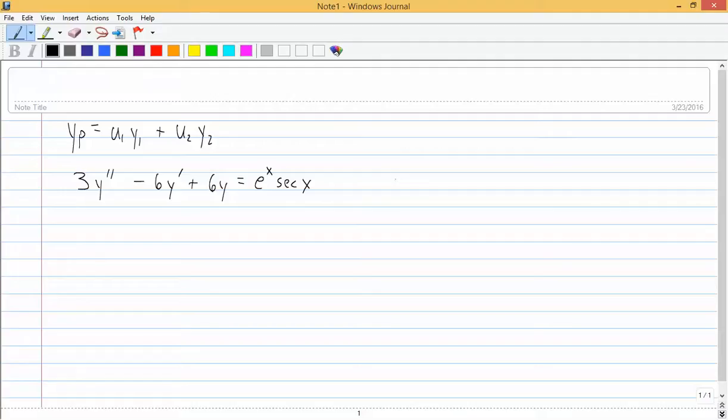Alright, so to solve this, we need to figure out first our y sub c. So our auxiliary equation is 3m squared minus 6m plus 6 equals 0. Now you see you can factor a 3 out of that. If you want to factor a 3 out of that, you can. That would probably help you factor a little quicker.